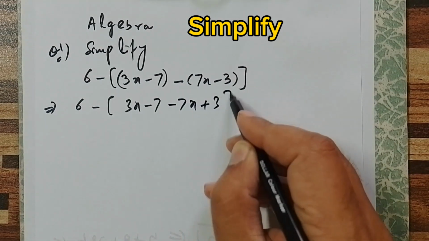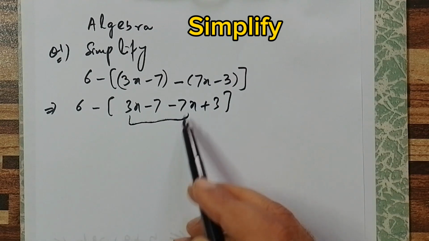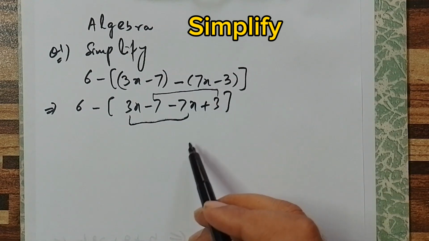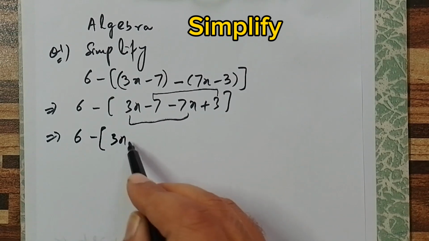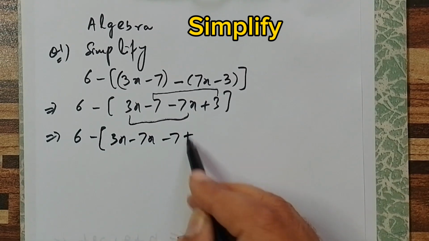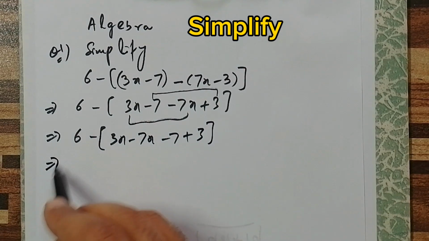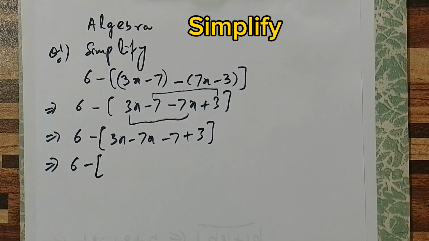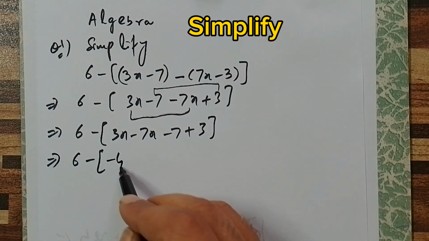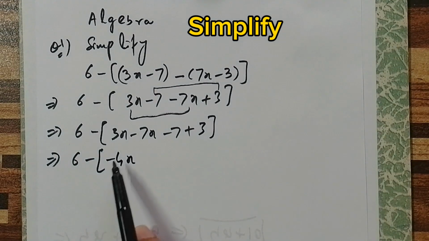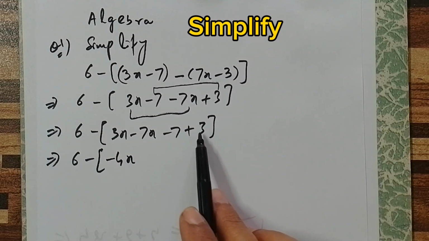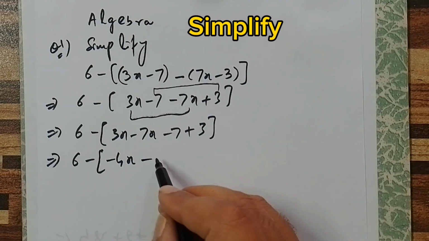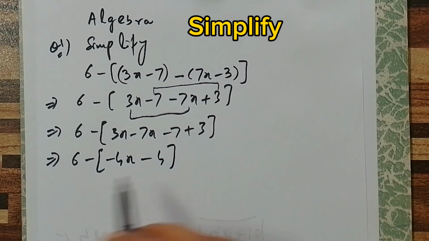7x plus 3. Now the like terms are 3x minus 7x and minus 7 plus 3. If we combine them, 3x minus 7x is equal to minus 4x. When the signs are different, we subtract and put the sign of the greater value, so minus 4x. Similarly, for minus 7 and plus 3, the answer will be minus 4, sign of greater value.